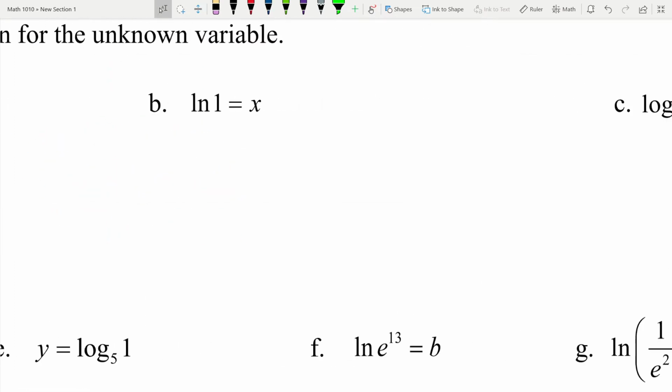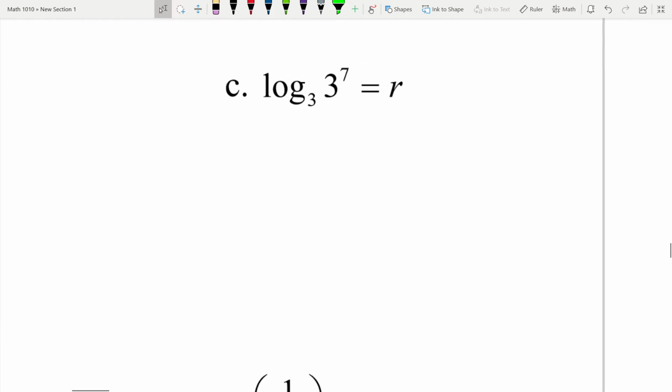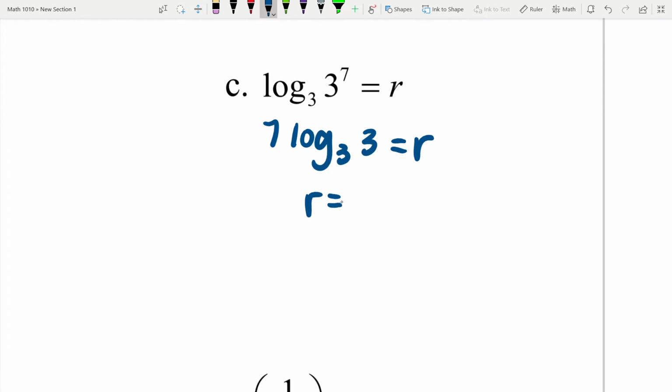Okay, here we go. Log base anything of 1, including log base e of 1. What's it equal to? 0. And you know what? If you forget, all you have to do is go log 1, or in this case, ln 1. You could literally just stick it in, and it's always going to be a 0. Look at this one. If you have an exponent, pull it down. So this is 7 times log base 3 of 3 is equal to r. Log base 3 of 3 is what, everybody? 1. 1 times 7 is 7. So r must be 7. That's it.